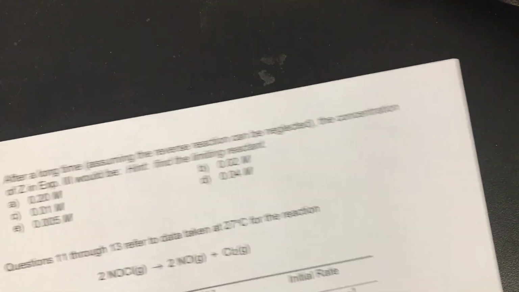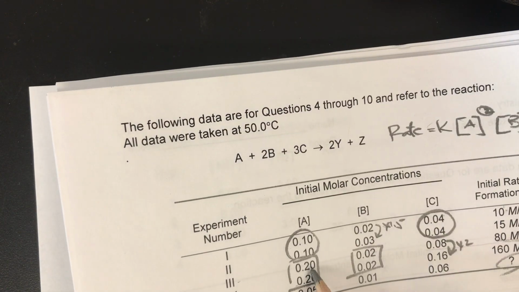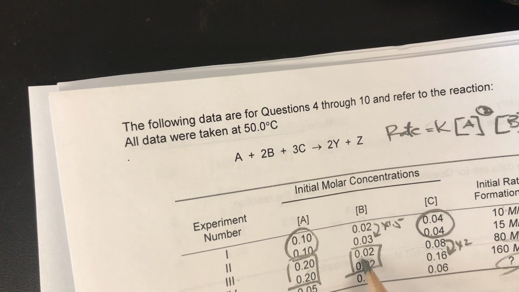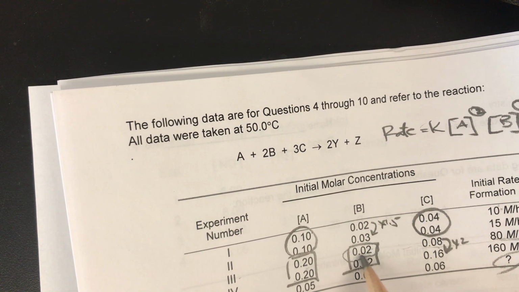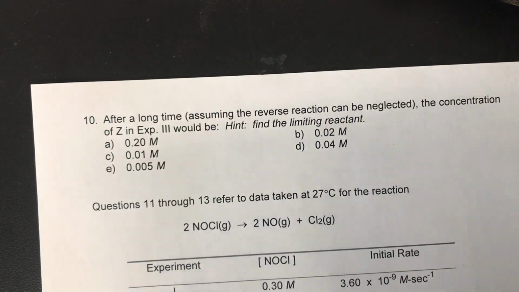Number 10, limiting excess. Oh dear God, those hateful words. Well, it's not that hard to figure out, but consider this for a second. In experiment 3, you've got 0.2 molar for A, 0.02 for B, that's literally 10 times smaller, and 0.08. I'm going to guess that that is what I'm going to run out of because it's the smallest number. Let's see if that's indeed the case.